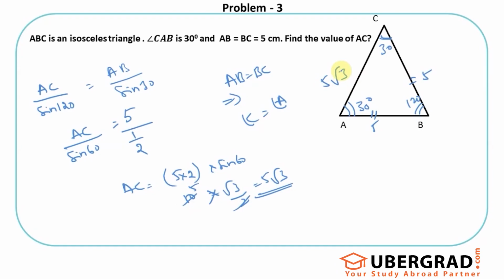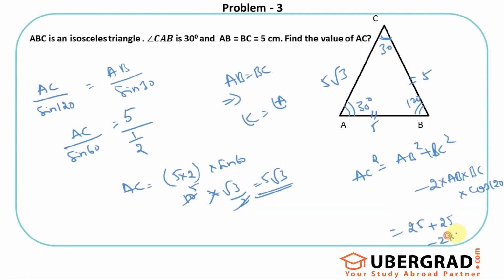That's how you solve it. Even if you use the cosine rule, you'll still get the same answer. That is, if you have to find AC square, I can use AB square plus BC square minus 2 into AB into BC into cos 120. What is AB square? 5 square is 25, BC square is 25. Minus 2 into 5 into 5, and what about cos 120?